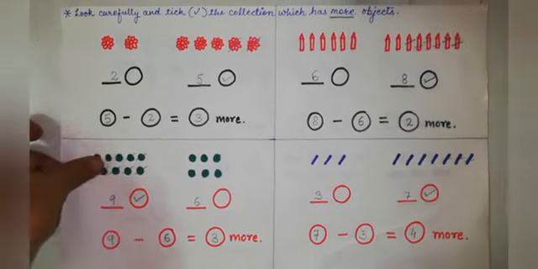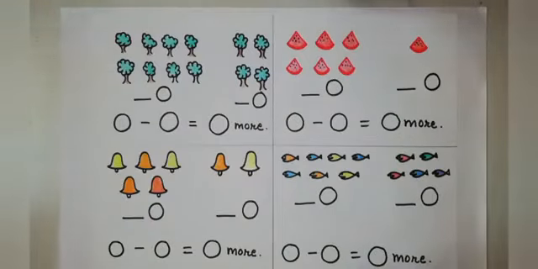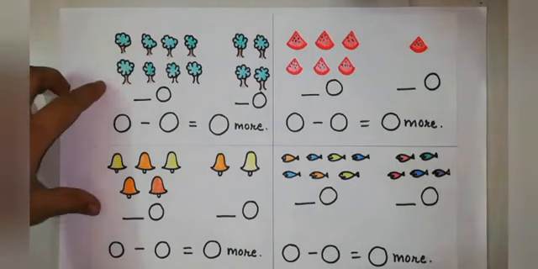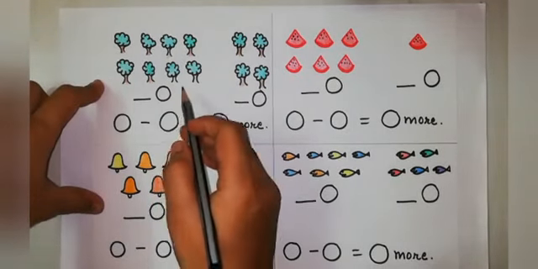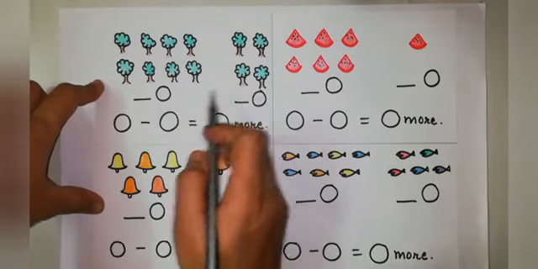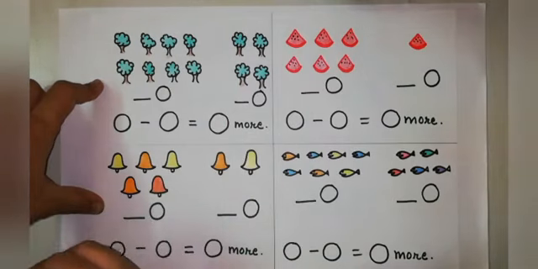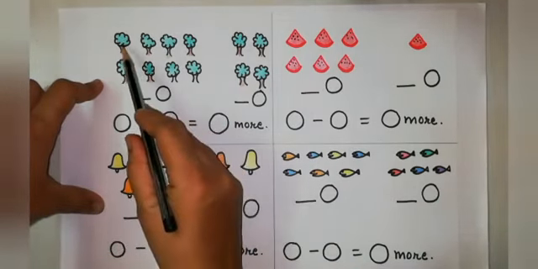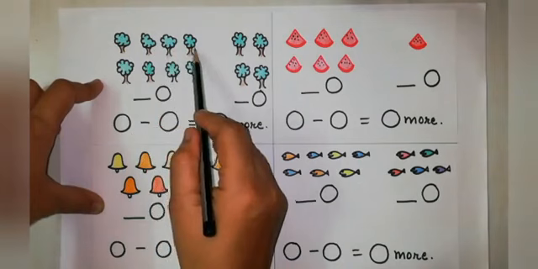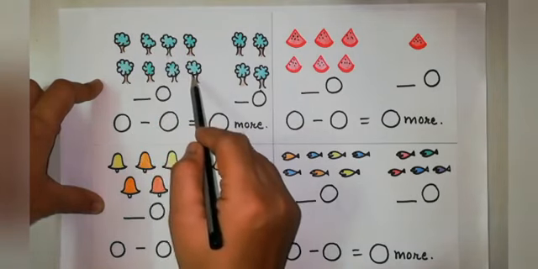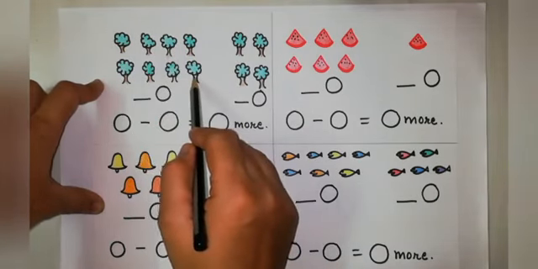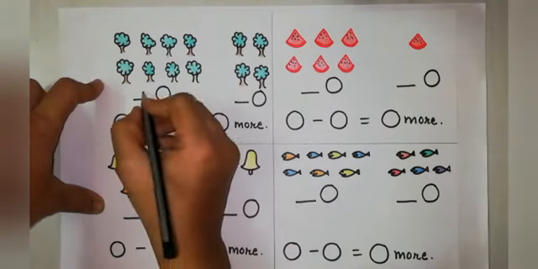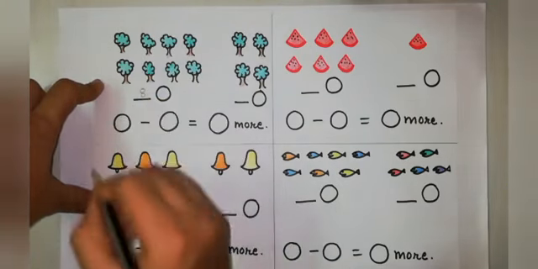Again, we will solve some more examples with different pictures and we have to follow the same method. So let's try to solve it. Here, some trees are there. So we have to do the same method. Let's count it first. 1, 2, 3, 4, 5, 6, 7, 8. How many trees are there on the left side? 8. So here we will write 8.